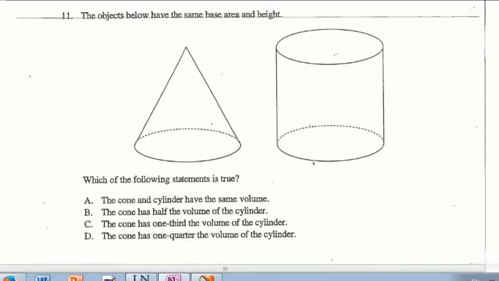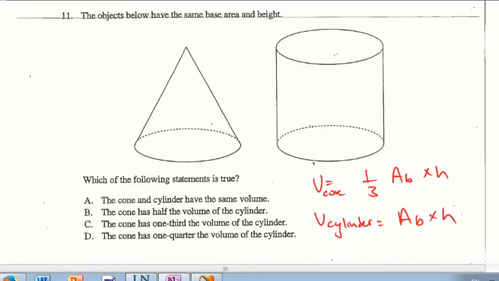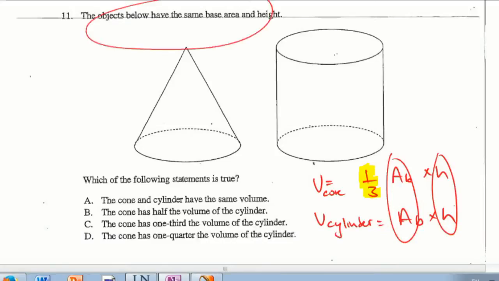Now, on your formula sheet, if you happen to have one nearby, it says we're talking about volumes. So the volume of the cone is 1/3 area of the base times height. And the volume of the cylinder is area of the base times height. What is the difference between these two formulas? The only thing different between them is 1/3. So assuming they have the same base area and the same height, which it says in the question, it means that the cone's volume is going to be exactly 1/3. So this is C.